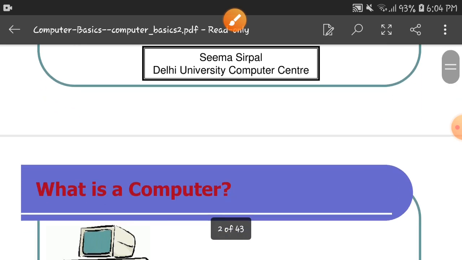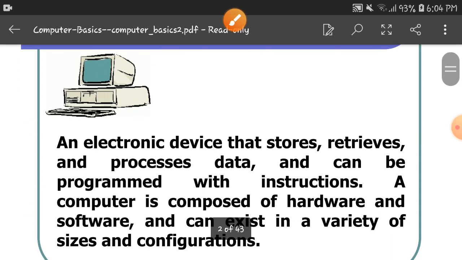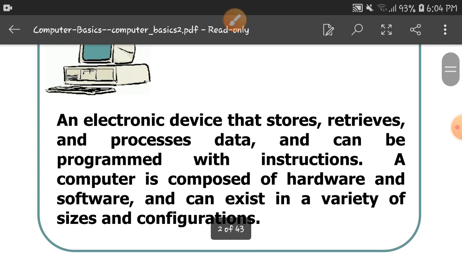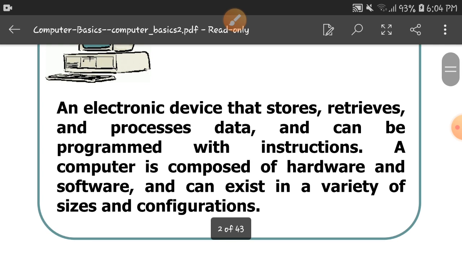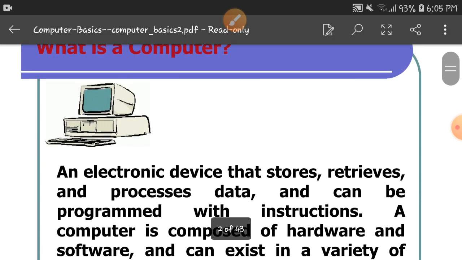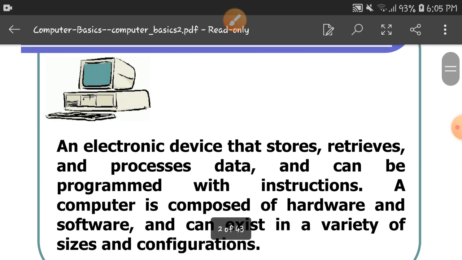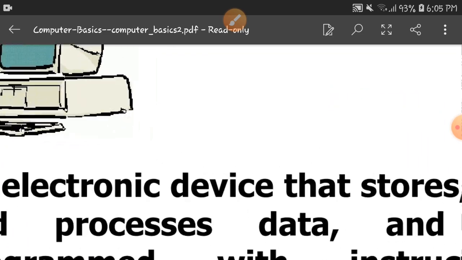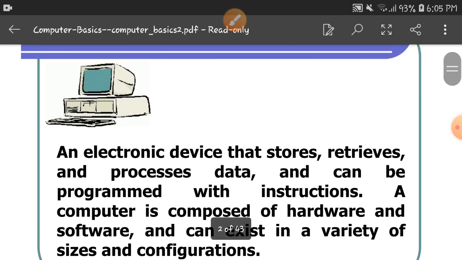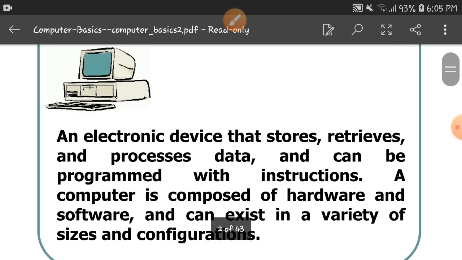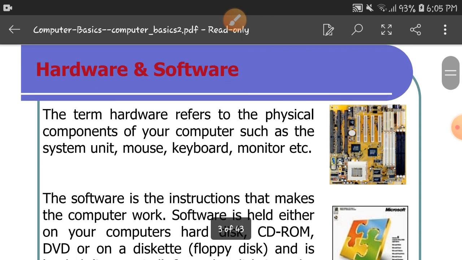Basic computer concepts is basically like, what is a computer? An electronic device that stores, retrieves and processes data and can be programmed with instructions. A computer is composed of hardware and software and can exist in a variety of sizes and configurations. Okay, now let's move to hardware and software.